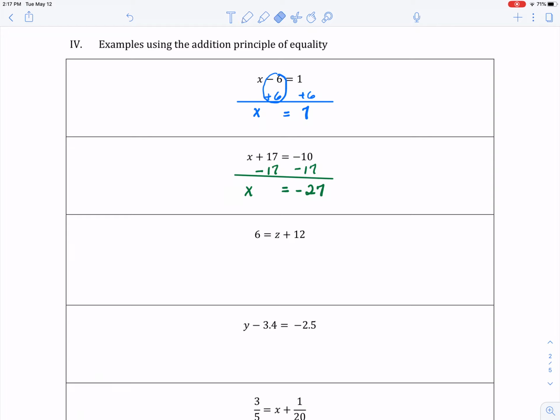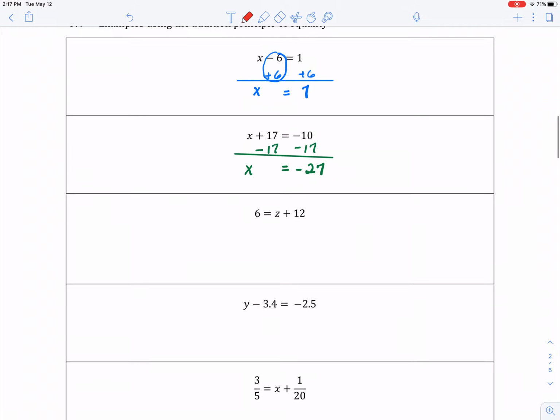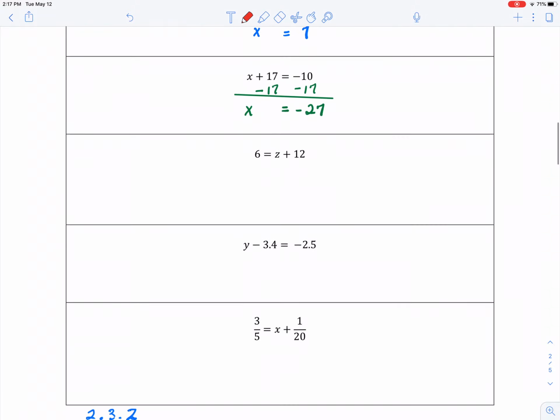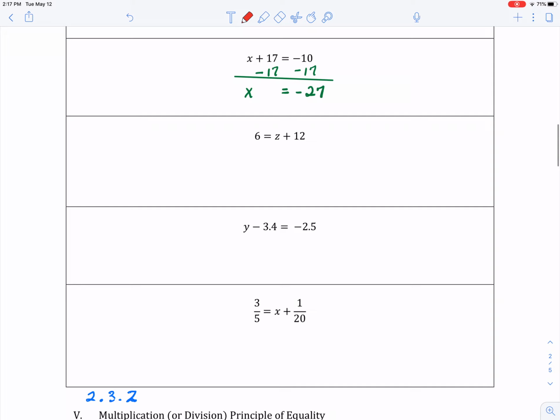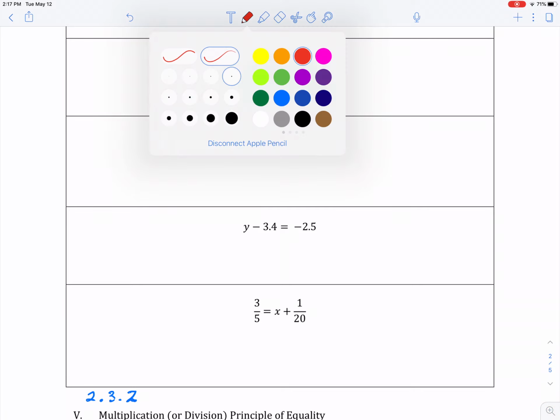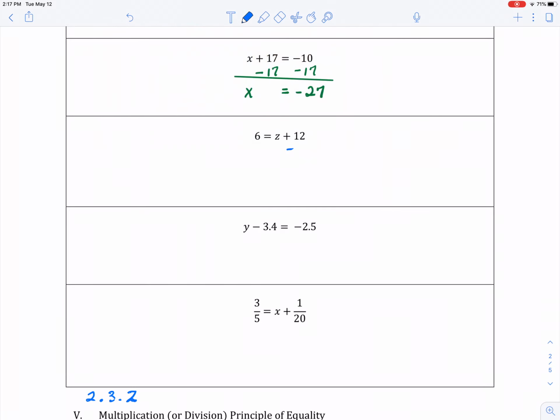All right, in the third one, the variable term, first of all, it's not an x anymore. It's now the letter z, and it's over on the right-hand side. But my goal is still to isolate that variable z. And the thing that's attached to that variable z is a plus 12. So I'm going to come in here by doing the opposite.